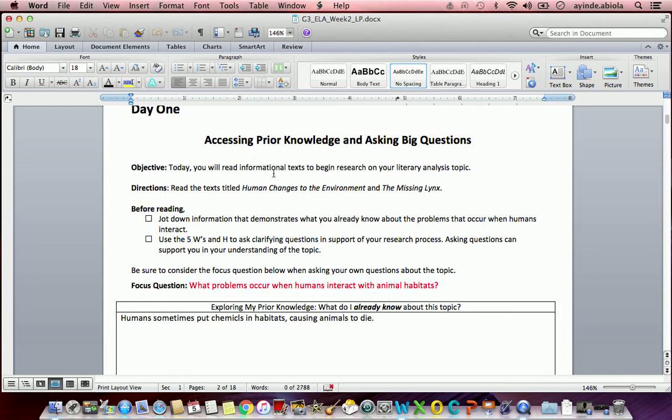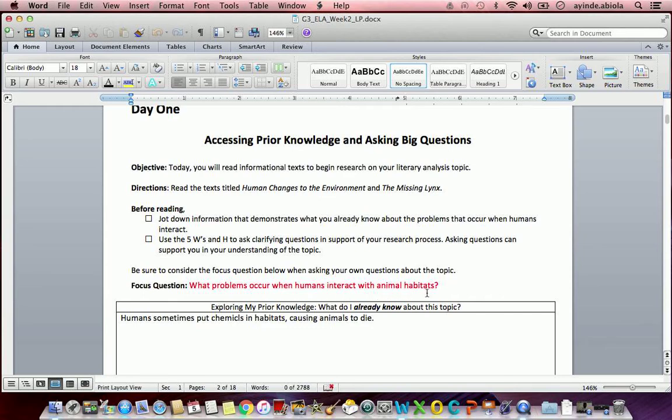Objective. Today you will read informational text to begin research on your literary analysis topic. Directions. Read the text titled Human Changes to the Environment and the Missing Links. Before reading, jot down information that demonstrates what you already know about the problems that occur when humans interact. Use the 5 W's and H to ask clarifying questions in support of your research process. Asking questions can support you in your understanding of the topic. Be sure to include the focus question below when asking your own questions about the topic. Focus question. What problems occur when humans interact with animal habitats?